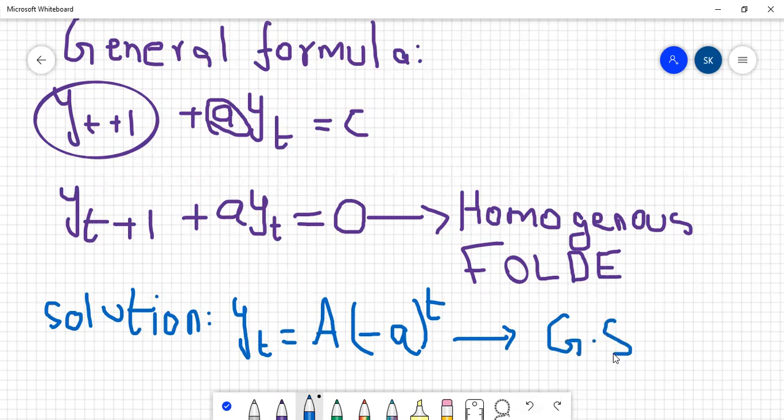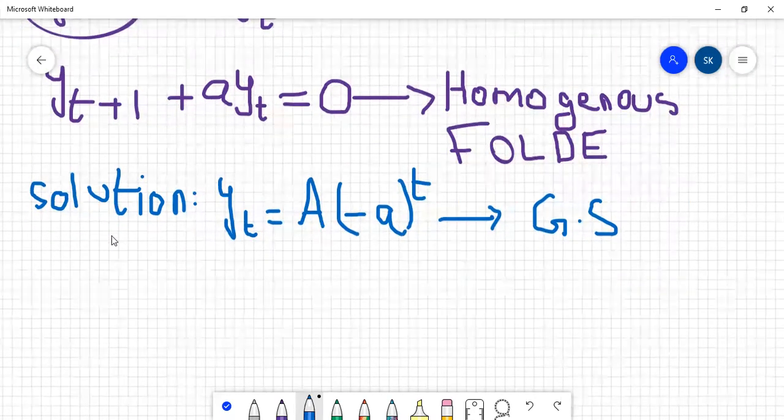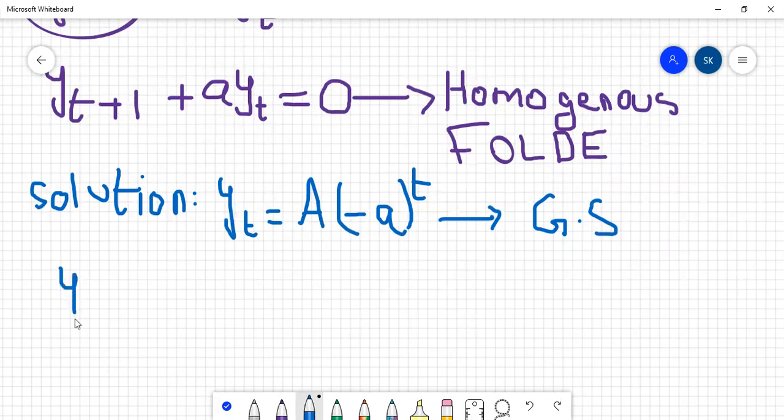From where have we got this a into minus a raised to power t? I hope you remember these solutions that we derived earlier in this course, and you will find those lectures in my YouTube videos as well for the first order linear differential equations, where we got y_t is equal to a b raised to power t. Now this b will become minus a, so a into minus a raised to power t. Now this b and this minus a have been derived through similar procedures.